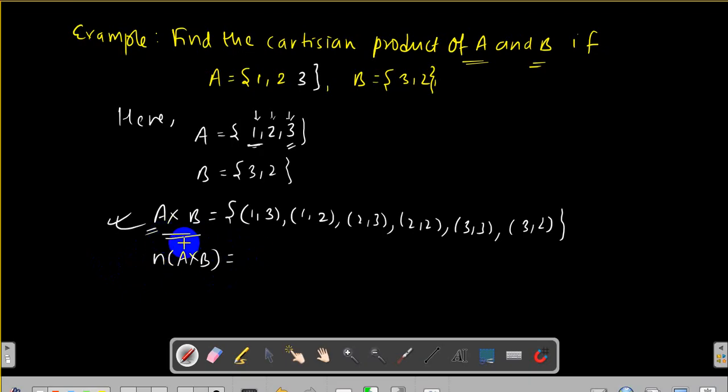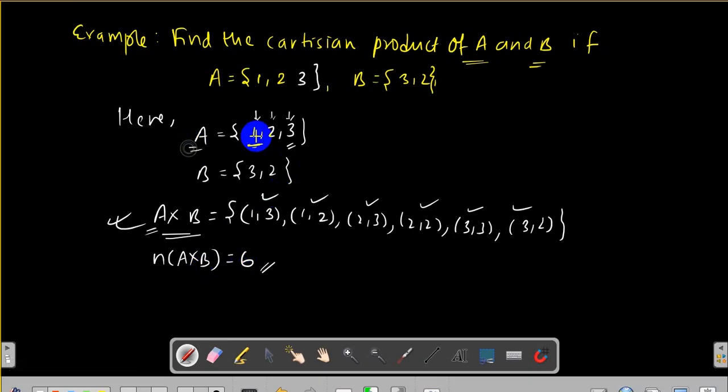Now, in this case, in A cross B, how many order pairs are here? 1, 2, 3, 4, 5, 6, right. There are 6 order pairs, so n of A cross B will be equal to 6. If n is told, then we should count the number of order pairs. It's simple. If we are told to find A cross B, then we should find all the order pairs that can be made from A to B. If we are told to write n of A cross B, then we should count the order pairs.